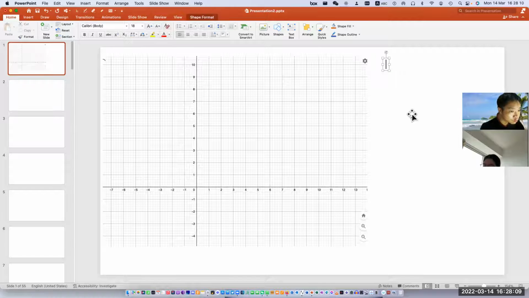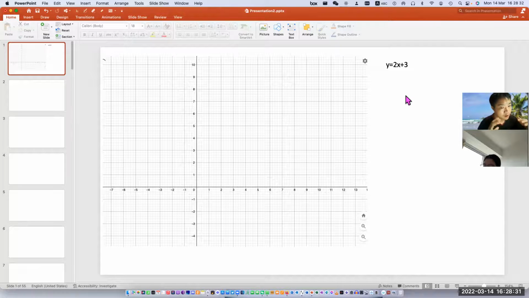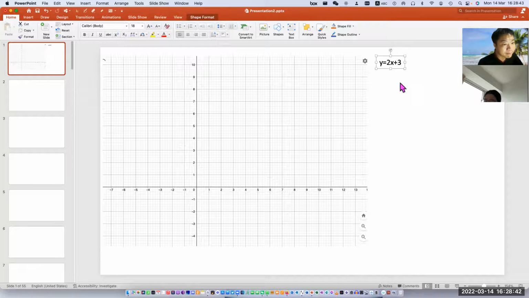Okay, so you are supposed to do y equals 2x plus 3. Y equals 2x plus 3. So the first job you do is, because now you don't have the app, you can't just key in the equation. So what you need to do next? What do you think? No app. How do you draw the straight line without the app?